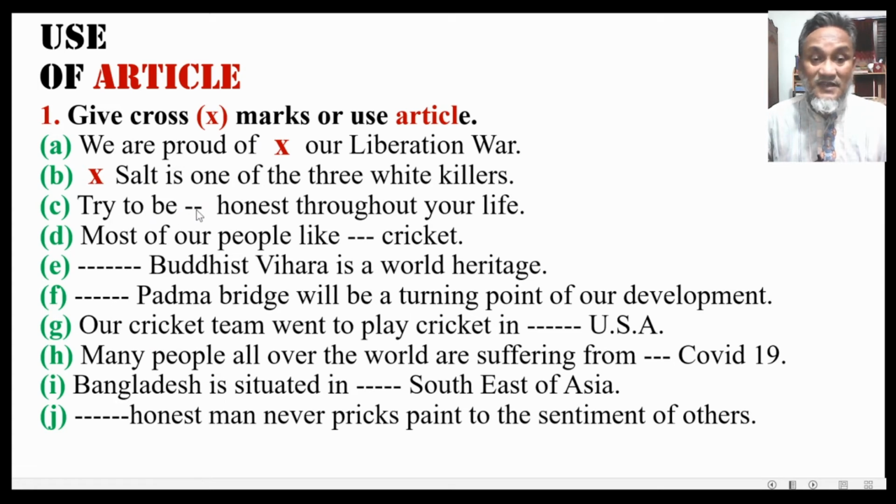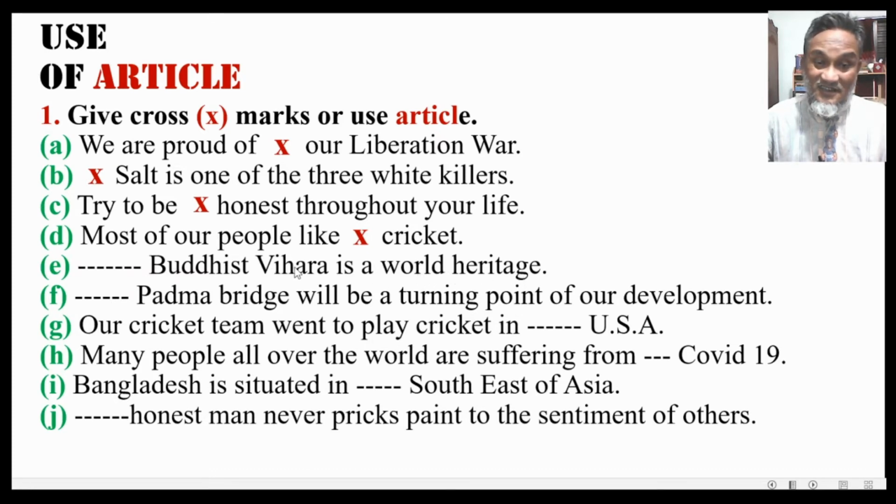Try to be dash honest throughout your life. What should we use here? We use a cross here because there is no noun. Honest, though it starts with a vowel sound, but there is no noun. That's why we use a cross here. Most of our people like dash cricket, because any game and sports name is uncountable, and we don't use a or an article before an uncountable noun. Dash Buddhist heritage is a world heritage.